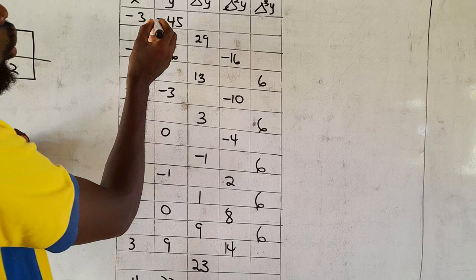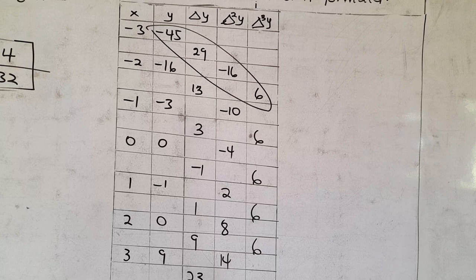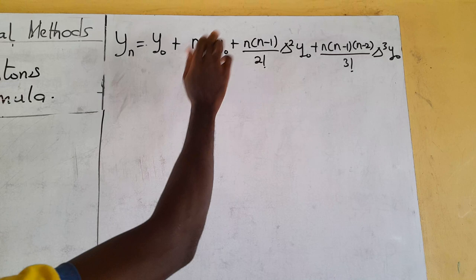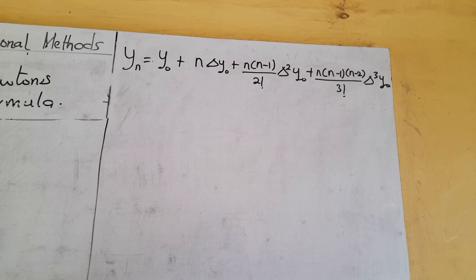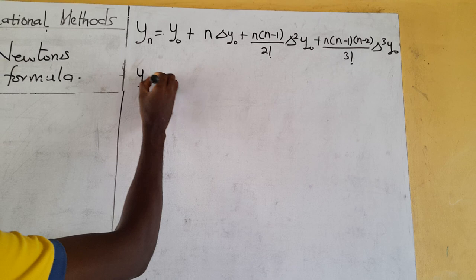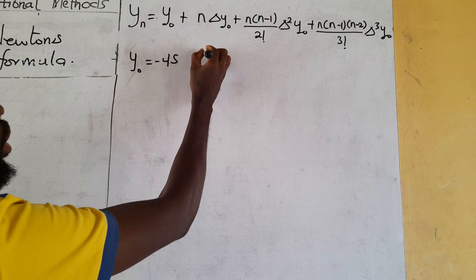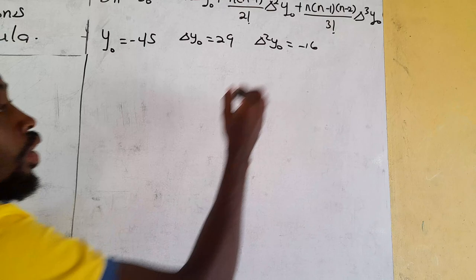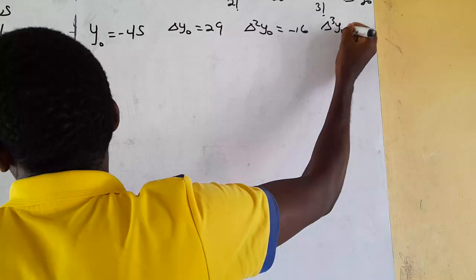So these are the values we are going to use. I hope you get that. Since it is a forward difference formula, that's the values we are going to use. So we quote our difference formula. That's our yn is equal to y naught plus n delta y naught plus n(n minus 1) over 2 factorial delta square y naught plus n(n minus 1)(n minus 2) over 3 factorial delta cube y naught, where our y naught will be negative 45. Then our delta y naught is equal to 29. Our delta square y naught will be equal to negative 16. And our delta cube y naught will be equal to 6.